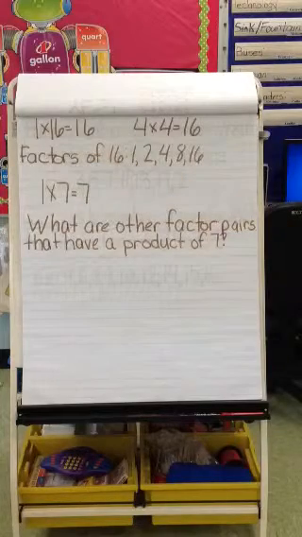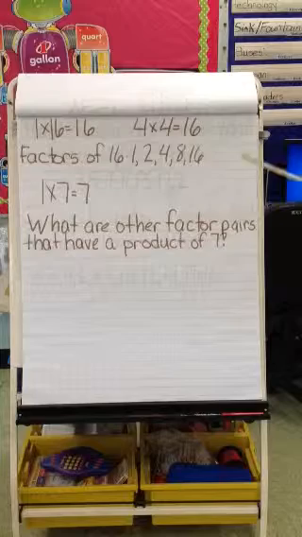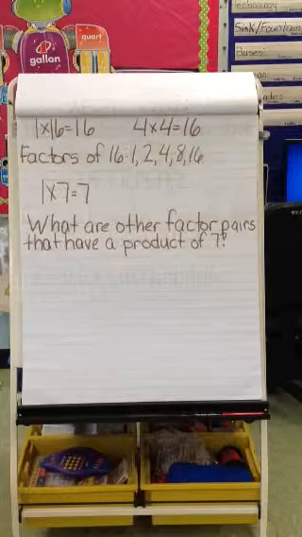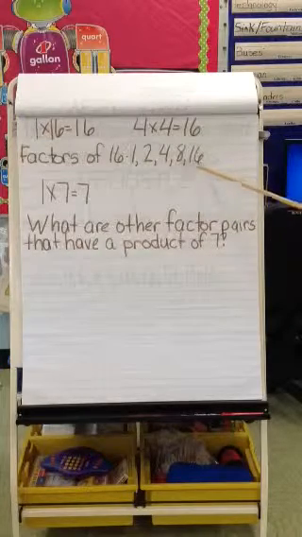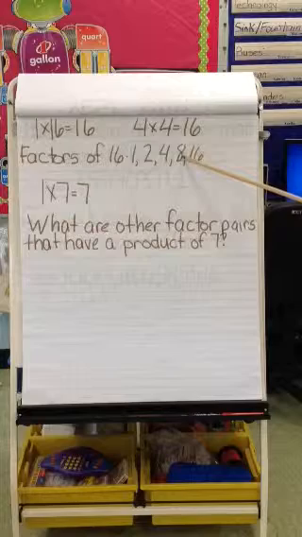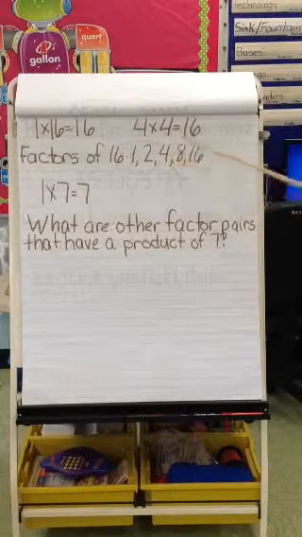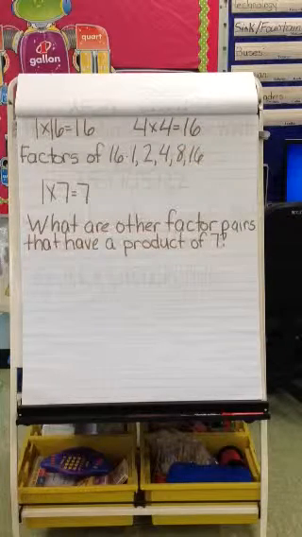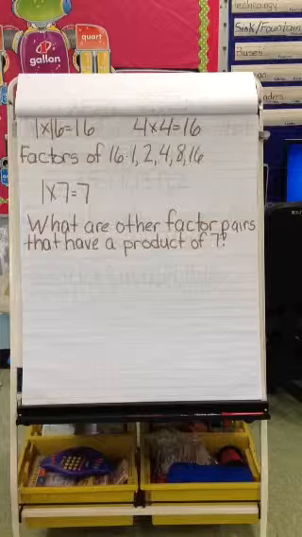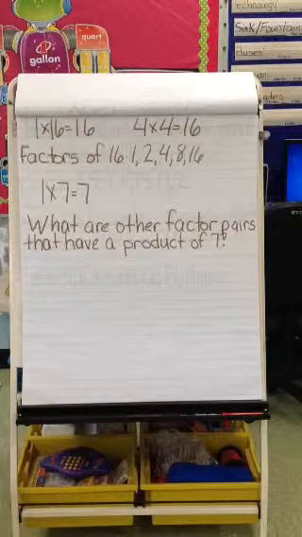1 times 16 is 16. 4 times 4 is 16. If I were to list the factors of 16, I would say 1 times 16, 2 times 8, and 4 times 4. I do not have to write 4 twice. Writing it once is enough. However, if you need to write it down twice, that's absolutely fine.